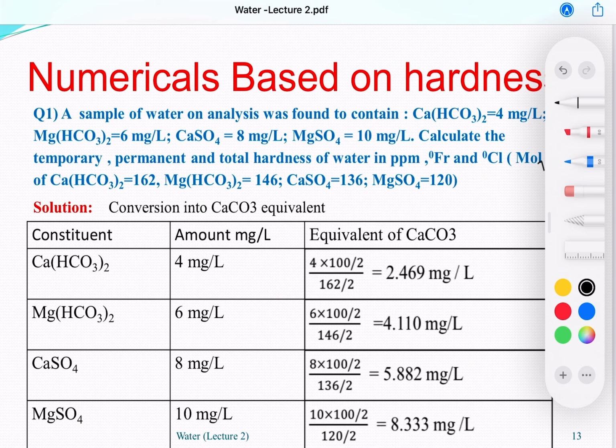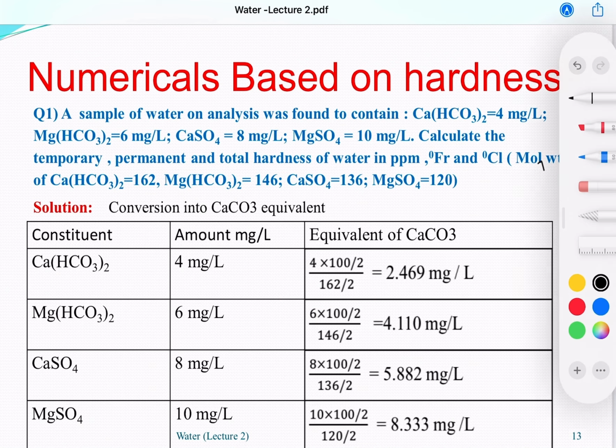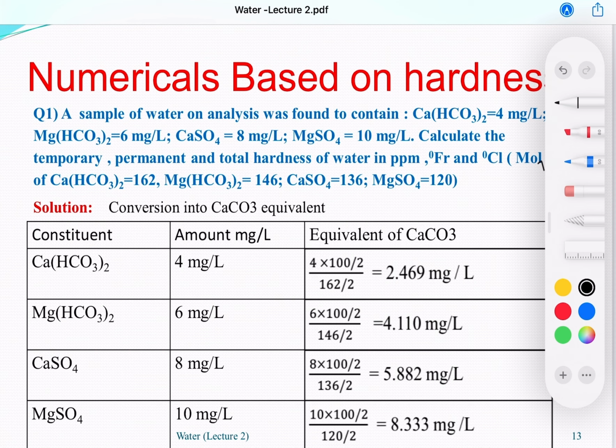Now this question has given you the molecular weight of calcium bicarbonate, magnesium bicarbonate, calcium sulfate and magnesium sulfate. There may be questions where the molecular weight will not be given to you, so you will have to calculate on your own. Whenever you are doing such sums, the first and most important step is that you have to convert all these into equivalents of CaCO3.